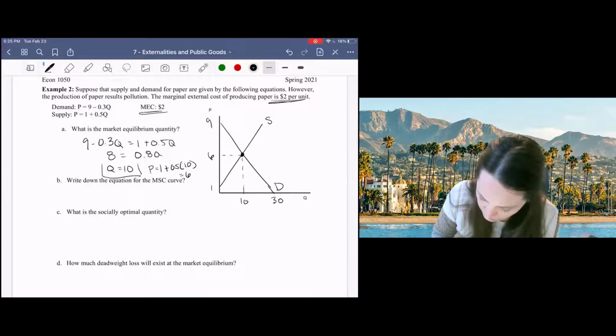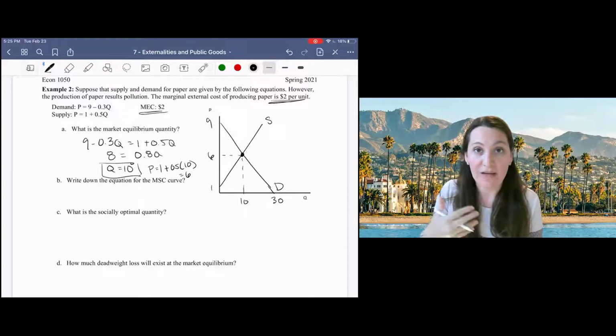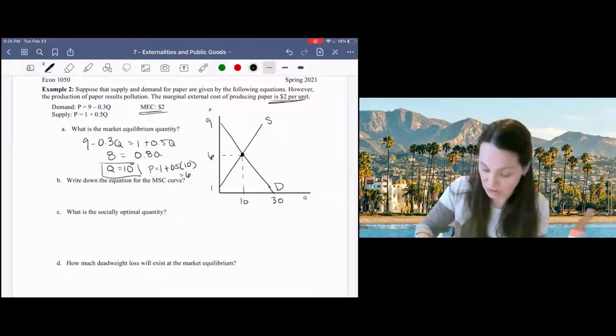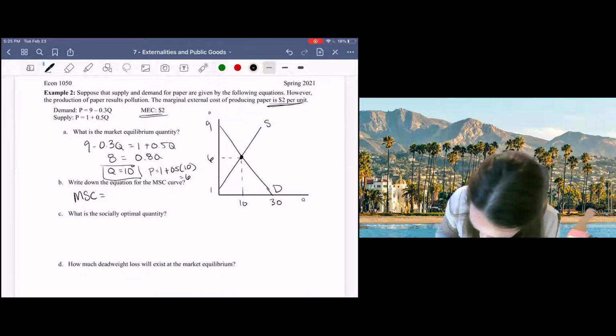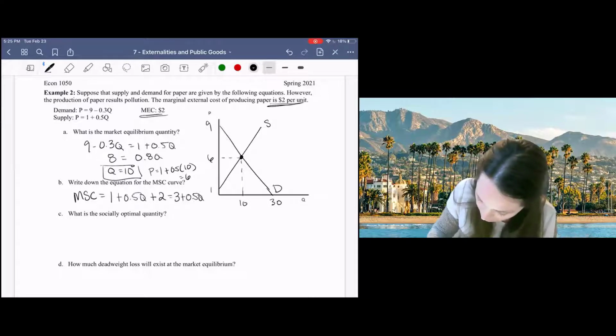Now we want to compare that to the socially optimal outcome, and we know because we have an external cost that the market will produce too much of this product. We'll find the marginal social cost curve by adding together our private cost described by the supply equation with the marginal external cost. That gives us 3 plus 0.5Q.